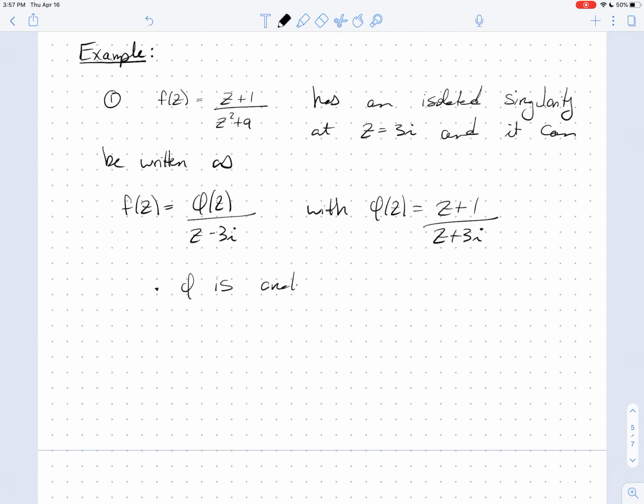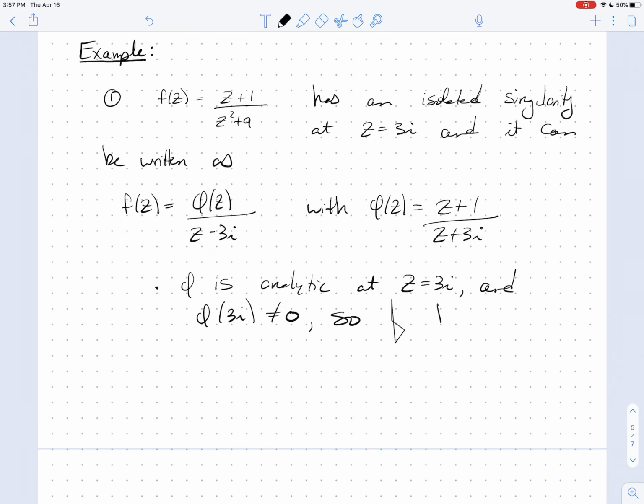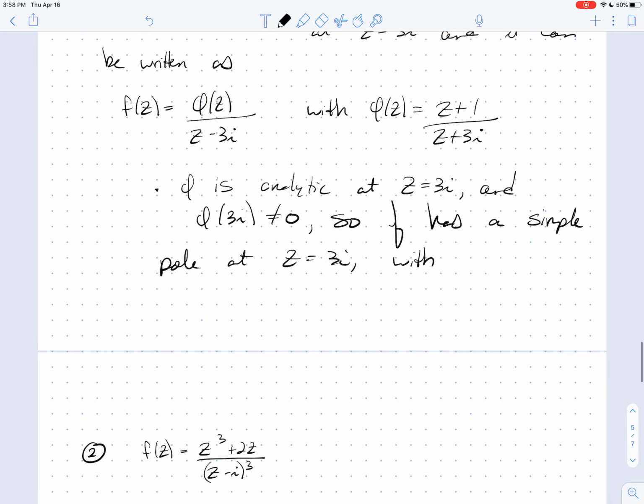So we need to note that phi is analytic everywhere except at negative 3i. So it is analytic at z equals 3i. And just as importantly, phi of 3i, you can check it's not 0. And so that means I could write it as phi over z minus 3i to the 1 power. So now I know that f has a simple pole at z equals 3i. And by the way, what's the residue?